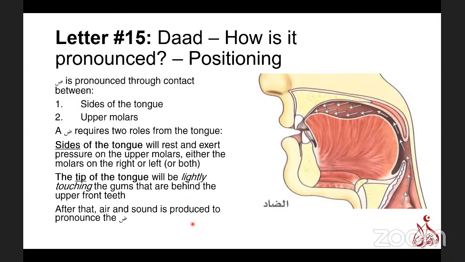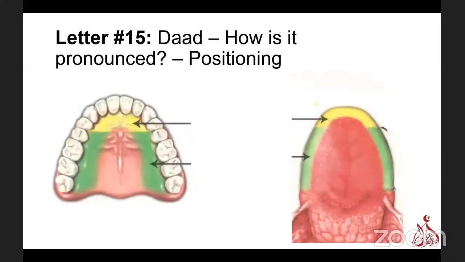After you've positioned your tongue, the air and sound actually comes in your mouth to produce the letter Daad. We'll get a bit more into this later, inshallah. So the main thing to understand right now is the actual positioning of the tongue. And just so we understand this properly.